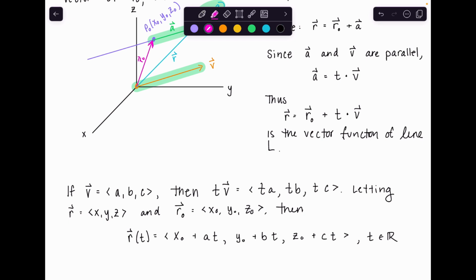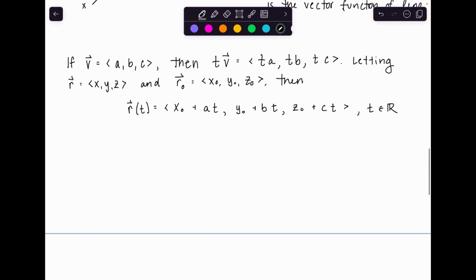So just kind of matching up all these pieces, you see r naught is exactly those initial components. The parameter t is attached in each of these, and then v is exactly a, b, c. Okay? So this is our vector equation for a line in 3 dimensions. Now from here, you have a couple other things that we can kind of define. Some of them are just terminology. So the first one is going to be the parametric equations from this.